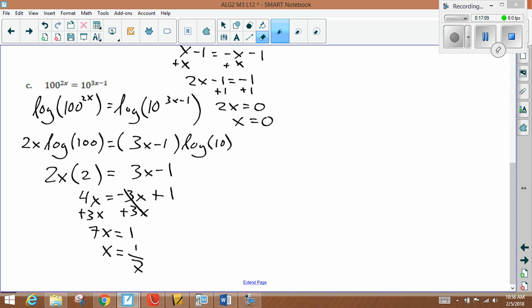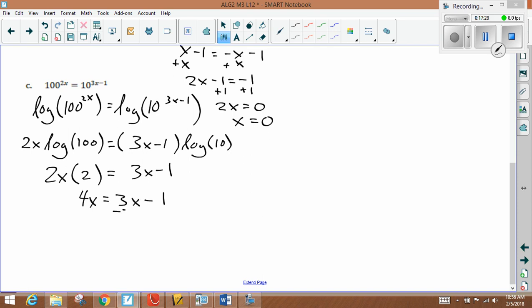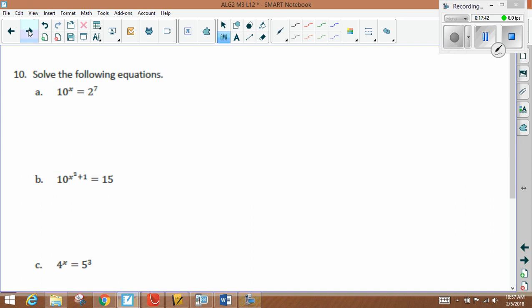So then this is where it all kind of falls apart, right? So we'll start from this spot. I just copied down a negative for some reason. So this gives me 4x equals 3x minus 1. I subtract 3x from both sides. And I get that x is equal to negative 1. Alright, sorry about that. So here we go. Let's use the same method. We're going to take the log of both sides.